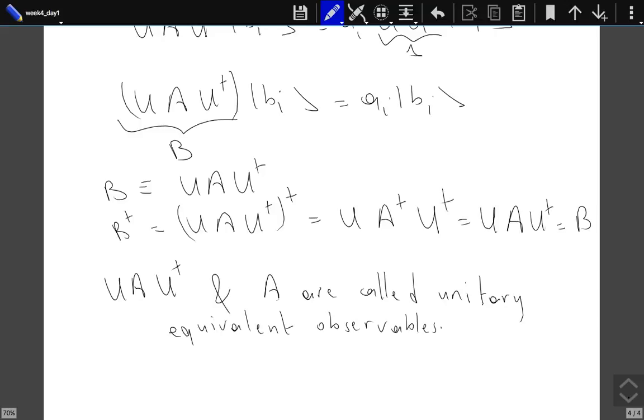Now, at this point it's basically a definition, but that definition is a reflection of the arbitrariness in certain choices in physics, like the axis. The choice of the axis is arbitrary. So it is reflected in having unitarily equivalent observables that have exactly the same eigenvalues, exactly the same spectrum. Of course, the eigenkets are different. The BI ket and the AI ket are different, but they have exactly the same eigenvalue.